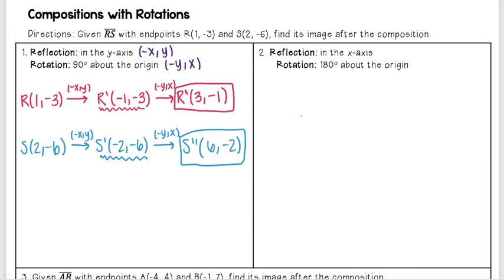Okay, go ahead and pause the video. I want you to try and find the rules for reflection in the x-axis and the rotation of 180 degrees, and try and do this transformation.